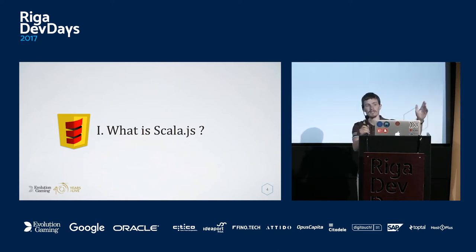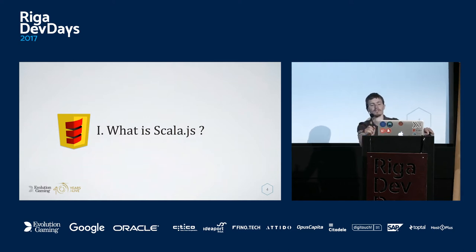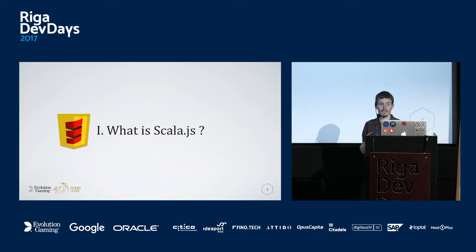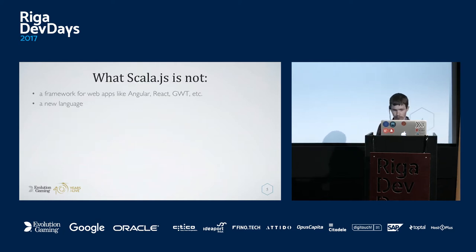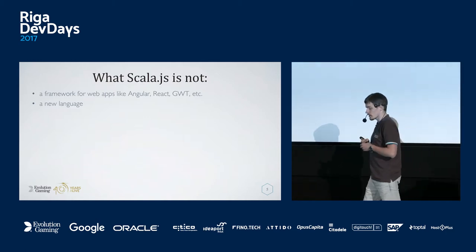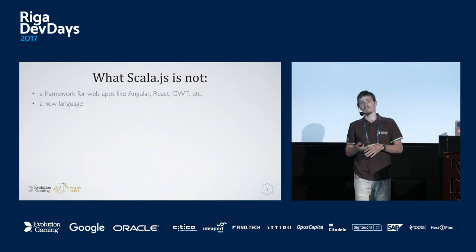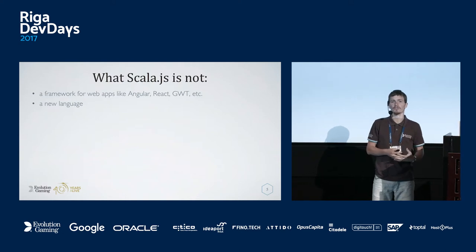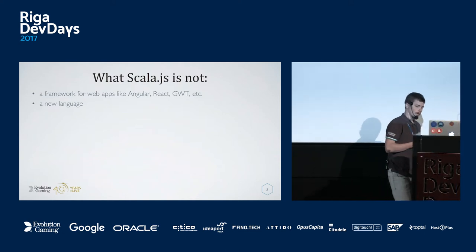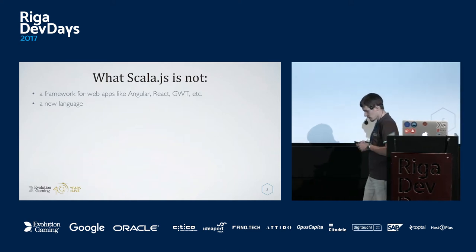When a fellow Java guy hears about ScalaJS, the first question I hear is, is it some new GWT or what? And this is why the first thing I'm going to tell is not what ScalaJS is, but what ScalaJS is not. ScalaJS is definitely not a new web framework like Angular, GWT, or something like that. It doesn't make any design choices for you. It allows you full freedom in your architecture. And the second is that it is not a new language. Basically, it's just the same Scala.